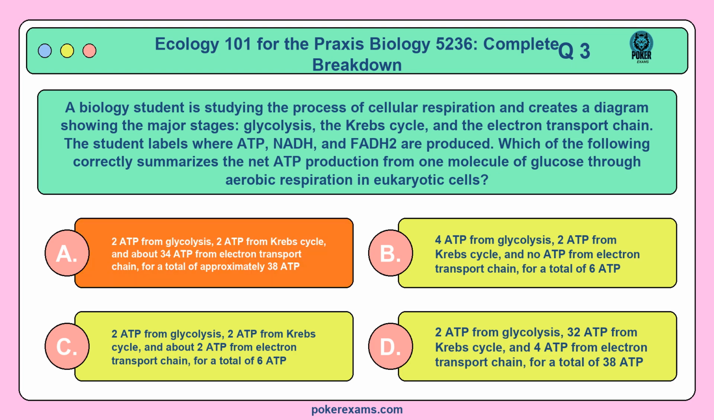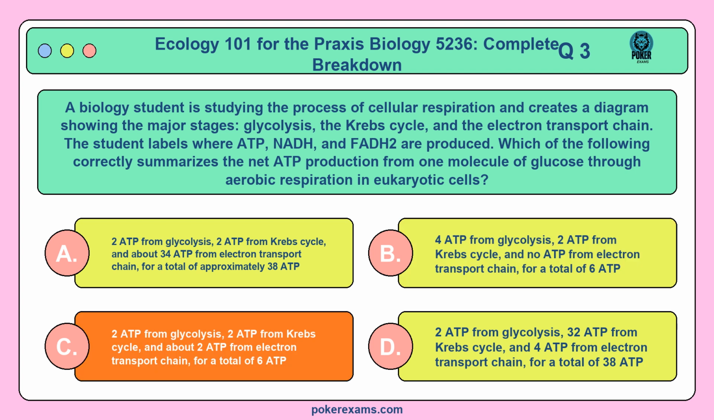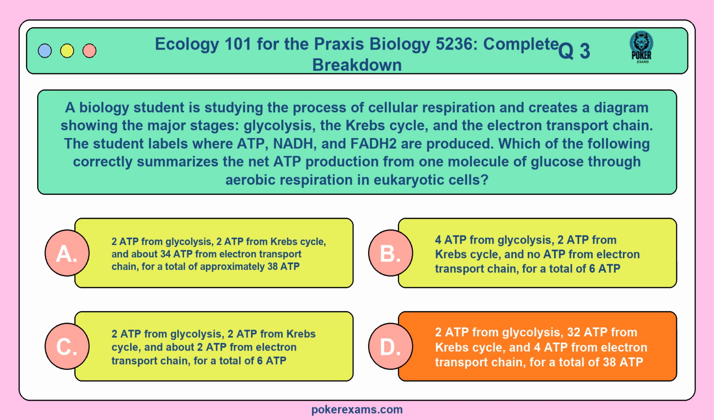Option A. 2 ATP from glycolysis, 2 ATP from Krebs cycle, and about 34 ATP from electron transport chain, for a total of approximately 38 ATP. B. 4 ATP from glycolysis, 2 ATP from Krebs cycle, and no ATP from electron transport chain, for a total of 6 ATP. C. 2 ATP from glycolysis, 2 ATP from Krebs cycle, and about 2 ATP from electron transport chain for a total of 6 ATP. Or D. 2 ATP from glycolysis, 32 ATP from Krebs cycle, and 4 ATP from electron transport chain, for a total of 38 ATP.